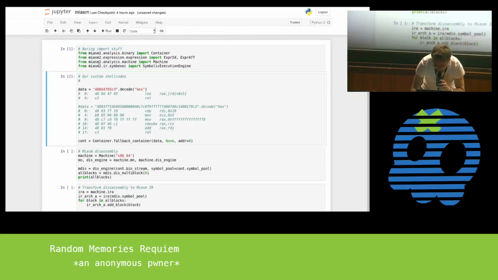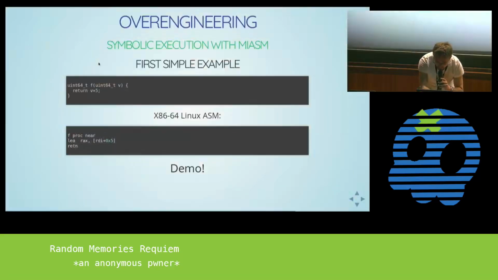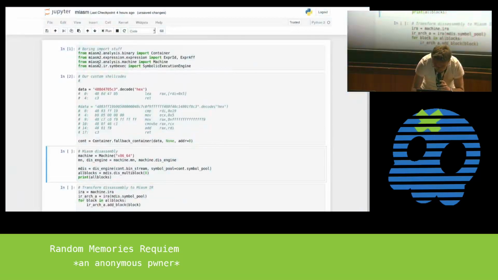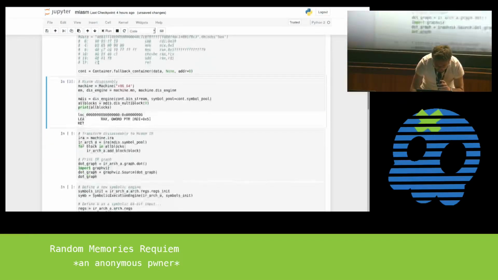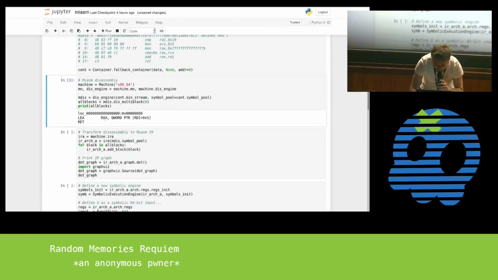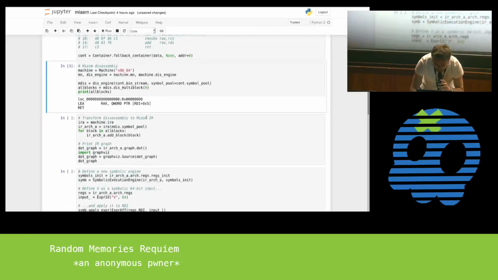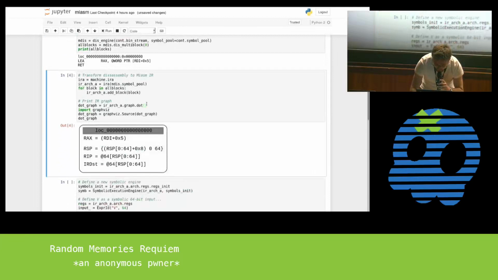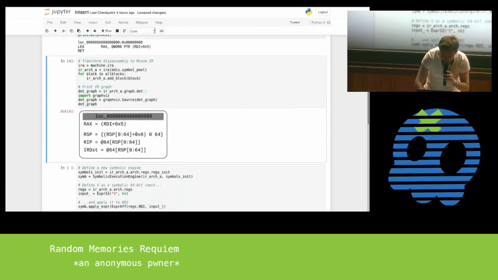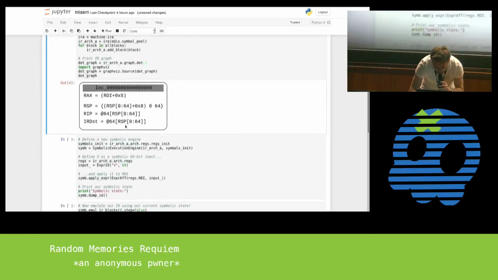Okay, we import stuff. This is our shellcode. It's just a function, this one, which just makes v plus 5. It's really simple. So first thing we need to do, we disassemble the assembly using Miasm. So it's LEA RAX, [RDI plus 5]. So that's v plus 5. Then we convert it to the Miasm IR. Basically we convert this assembler instruction to equivalent symbolic expressions. And so it says RAX is equal to RDI plus 5.